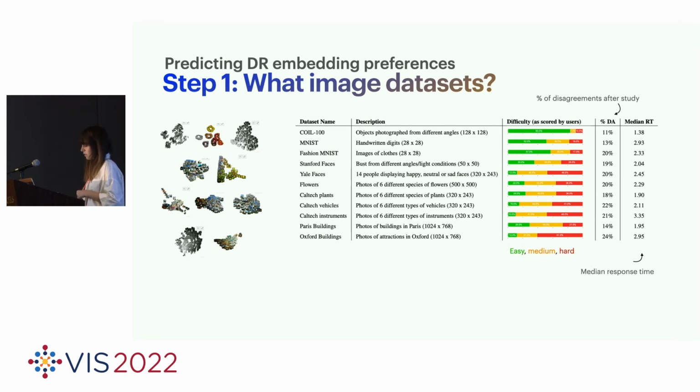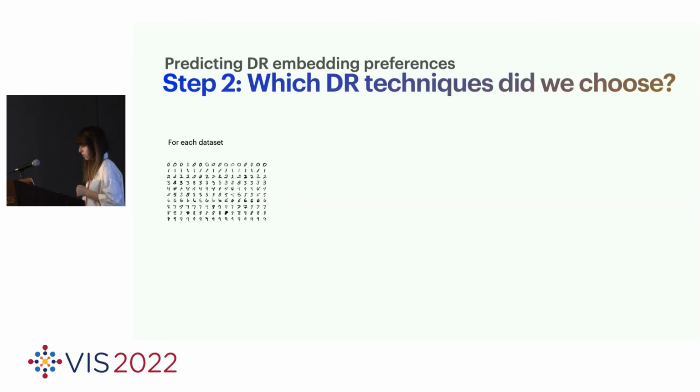And across the study, we asked people how hard it was for them to familiarize themselves with the data set. And different data sets were easier than others. And this is reflected also in how user preferences were aligned. If a data set was easier, people tended to agree on what's a better embedding. But if a data set was perceived as harder, there was more disagreement.